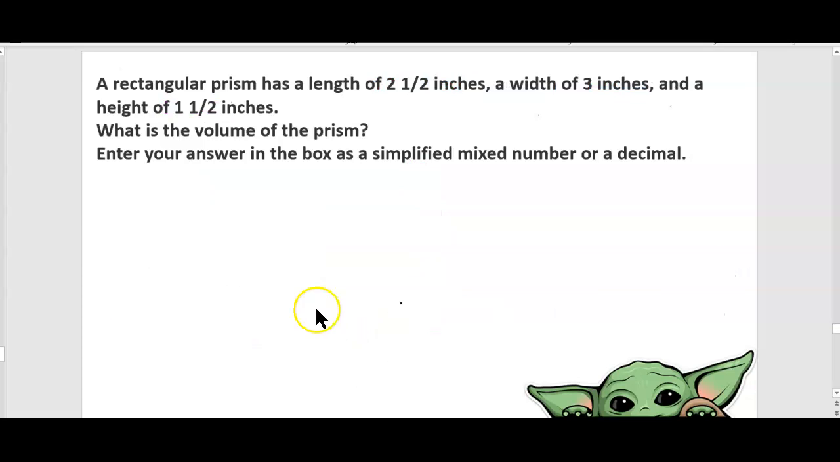What about this one? A rectangular prism has a length of 2.5 inches, a width of 3 inches, and a height of 1.5 inches. What is the volume of the prism? Enter your simplified mixed number or decimal.